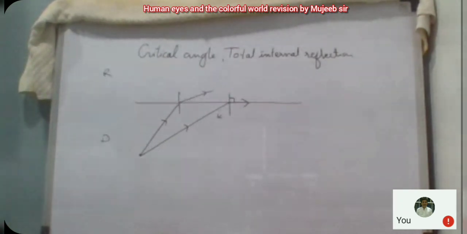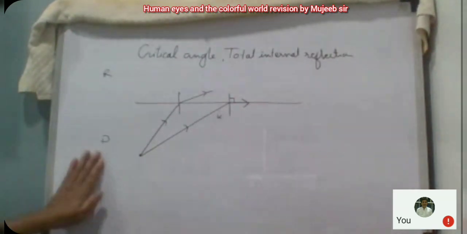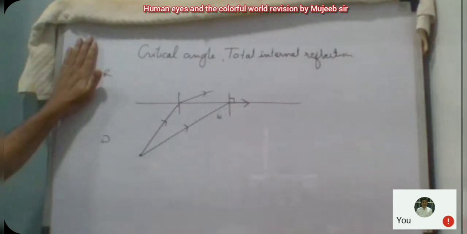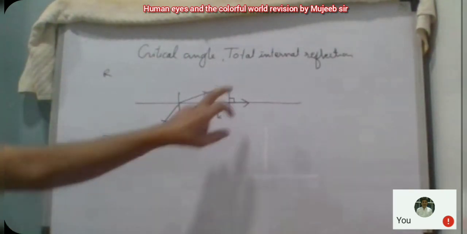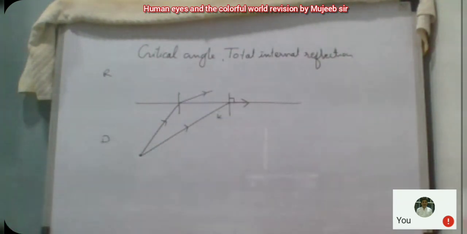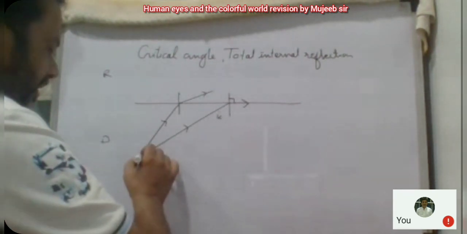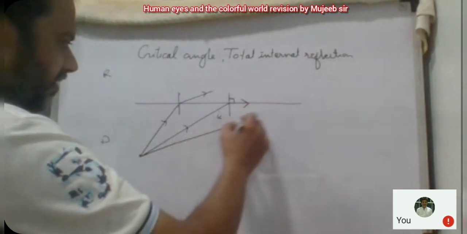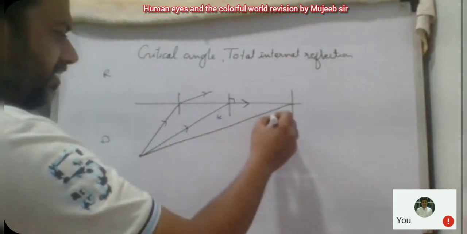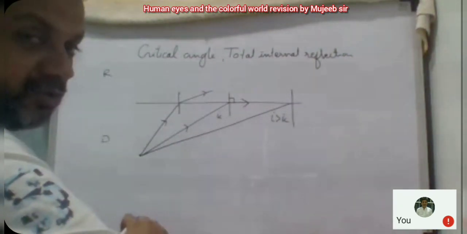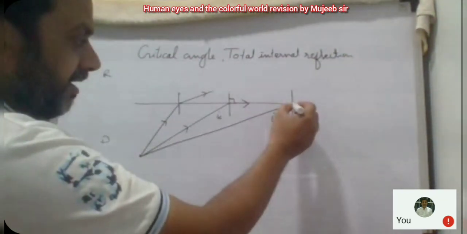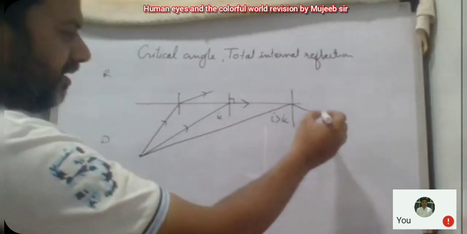So I will define critical angle: when the light travels from denser medium to rarer medium, the angle of incidence for which the angle of refraction is 90 degrees is called the critical angle. If the angle of incidence I is further increased and becomes more than the critical angle, then the angle of refraction R will also become more than 90 degrees and the light will come back into the denser medium.